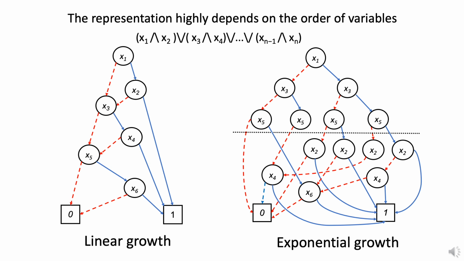In this example, there's a function such that according to one ordering, in which the variables appear in ascending order, x1, x2, until xn, the growth, depending on n, is linear. On the other hand, if first the variables that are odd appear, and then the variables that are even, then the BDD grows exponentially with n.